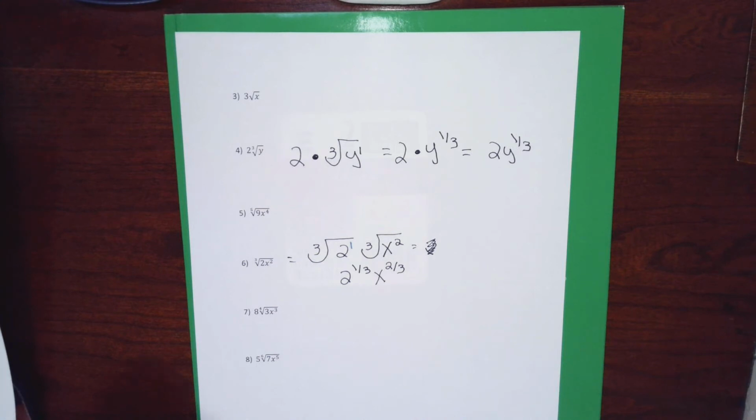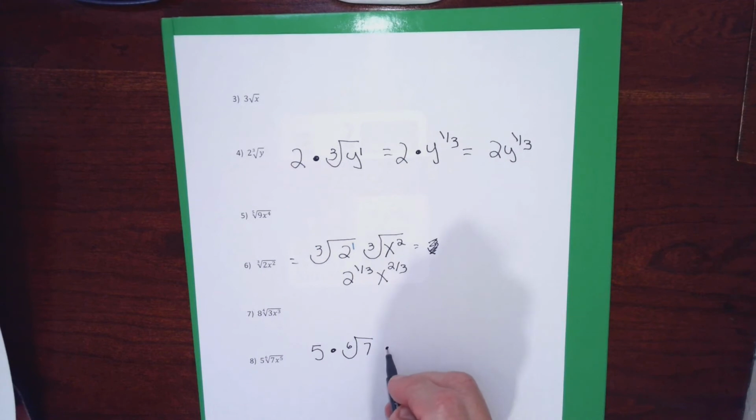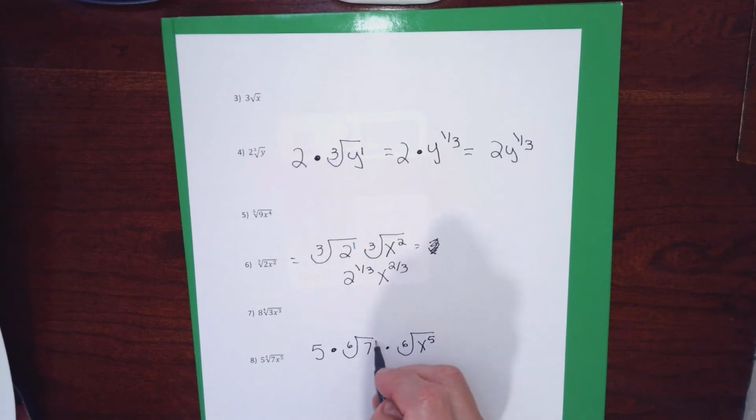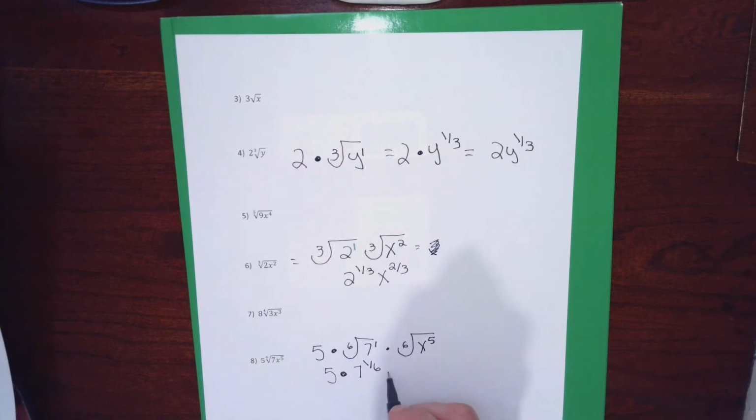For problem 8, I think of this as 5 times the 6th root of 7 times the 6th root of x to the 5th. I remember that that 7 has an implied exponent of 1. And now I can make fraction exponents. This is going to be 5 times 7 to the 1/6 power times x to the 5/6 power.